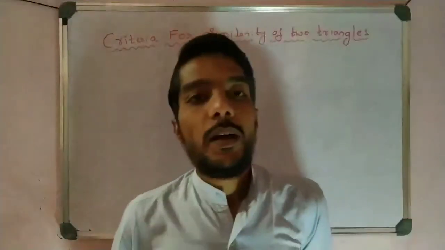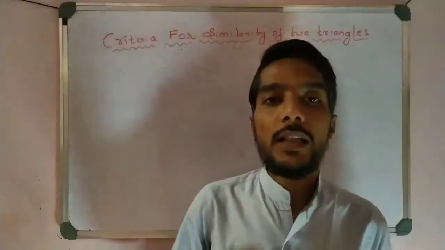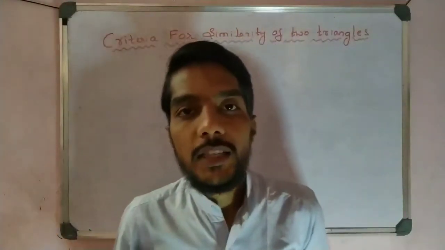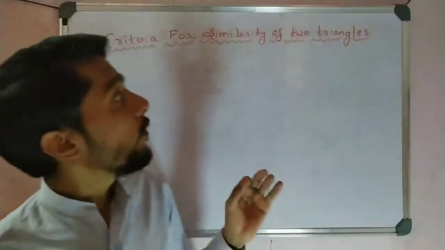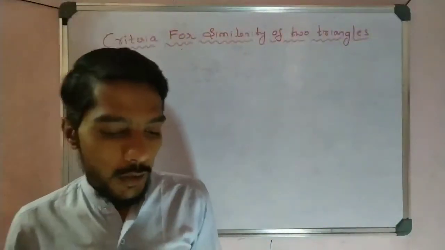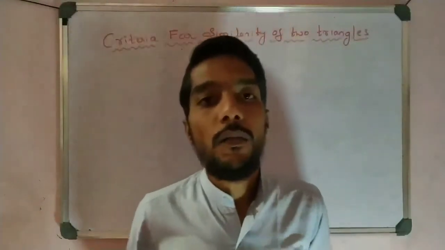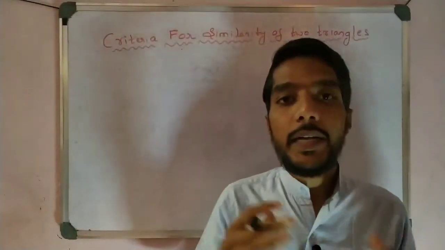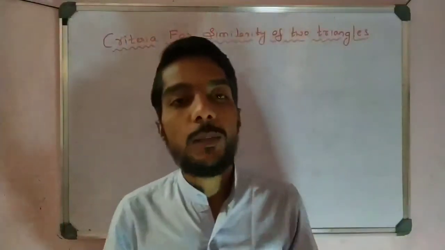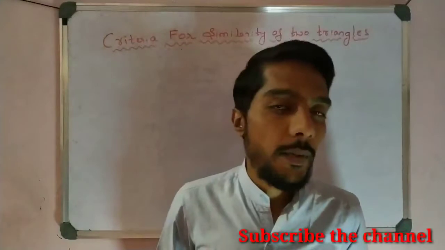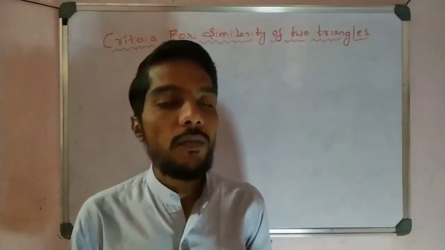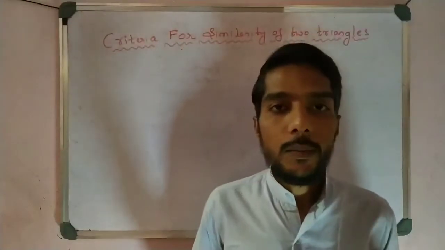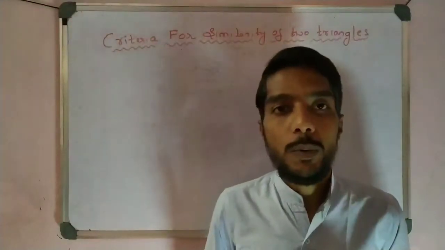Hi students, in this video we take up another very important concept of the triangle chapter, that is, criteria for similarity of two triangles. In the first part of the triangle chapter, we took a detailed look at the basic proportionality theorem, that is, Thales theorem, and we learned the proof of the theorem, and after that we solved many NCERT and previous year question paper problems.